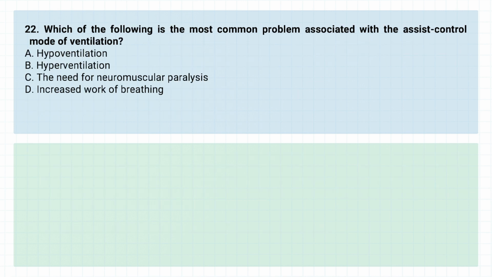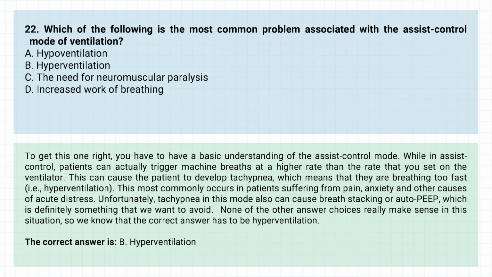Number 22. Which of the following is the most common problem associated with the assist control mode of ventilation? A. Hypoventilation. B. Hyperventilation. C. The need for neuromuscular paralysis. D. Increased work of breathing. The correct answer is B.